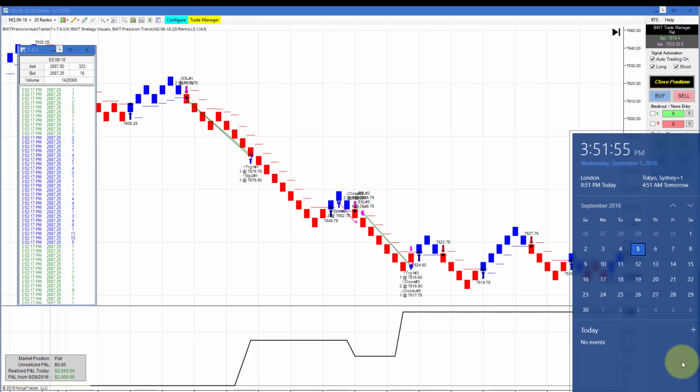Okay, hello everybody. Today is Wednesday, September 5th. It's 3:51 p.m. Eastern Standard Time. It's about 8 minutes before the regular session close. You see my computer clock on my right.